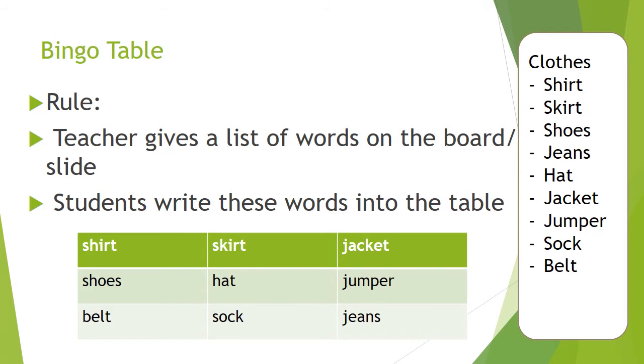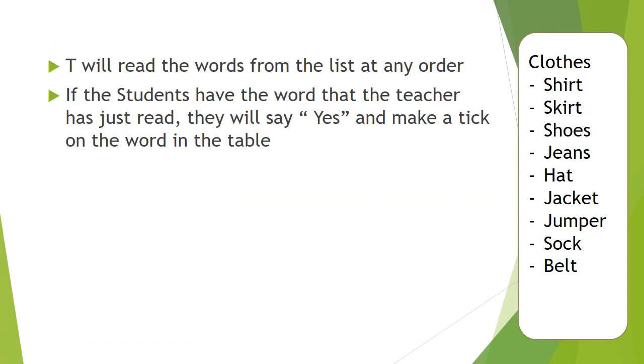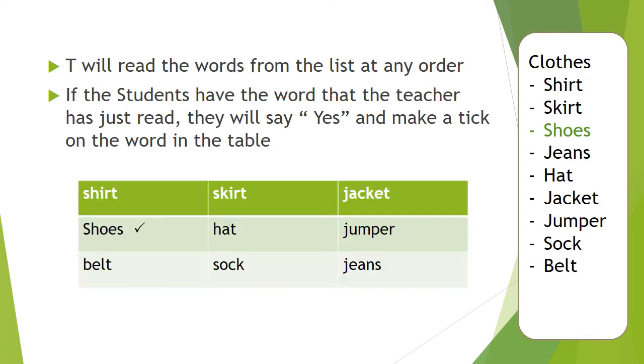Next, the teacher will read the words from the list in any order. For example, the teacher can say shoes, hat, jacket, belt, or shirt, okay, in any order of the list. If the students have the word that the teacher has just read, they will say yes and make a tick on the word in the table. For example, if the teacher says shoes, and if the student has shoes, they tick shoes. They say yes and they tick, okay.